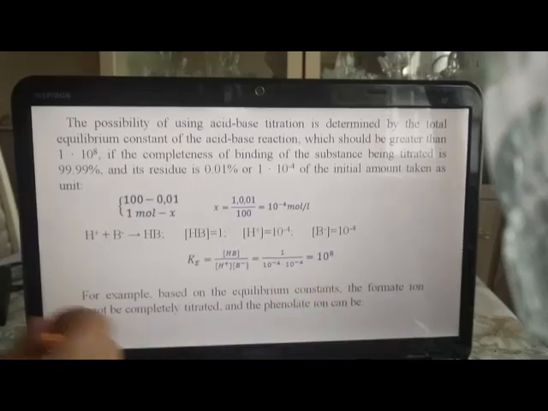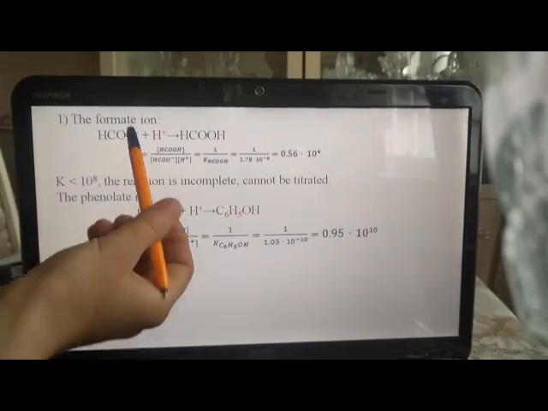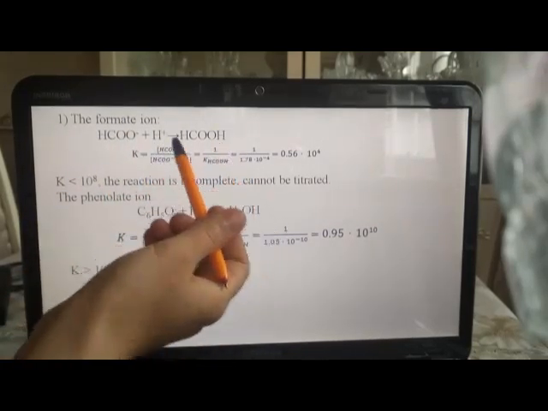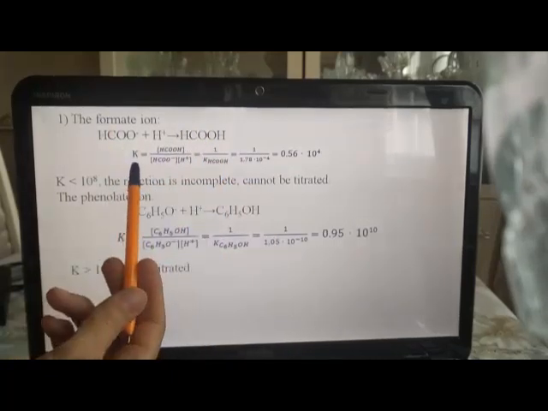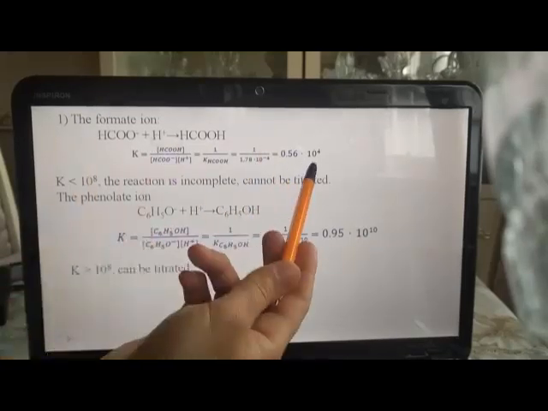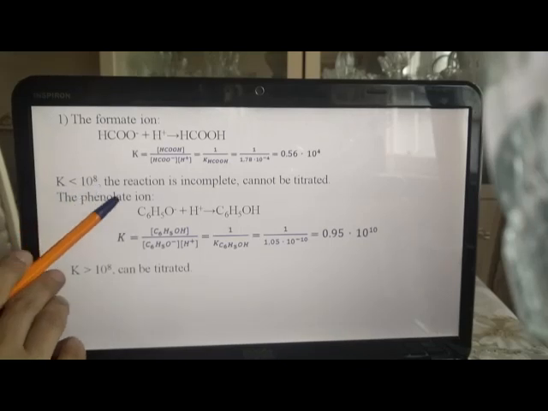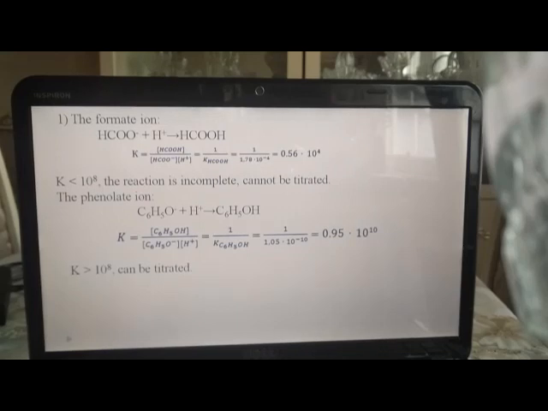For example, based on the equilibrium constant, the formate ion cannot be completely titrated, and the phenolate ion can be. The formate ion plus hydrogen proton forms formic acid, and the equilibrium constant in this case, as we can see from the calculation, is equal to 0.56 multiplied by 10 to the 4 degree, and the constant is less than 10 to the 8. The reaction is incomplete, it cannot be titrated.